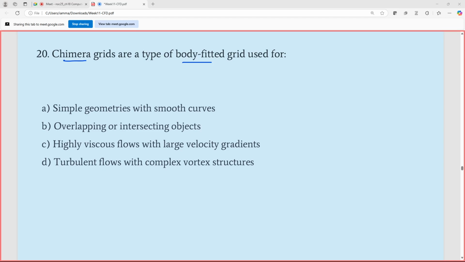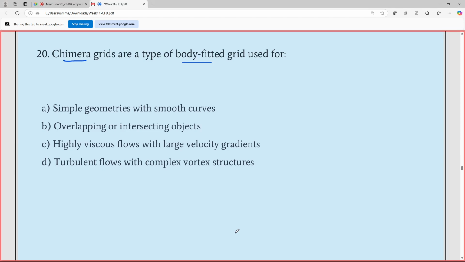The answer is option B, that is overlapping or intersecting objects. So option B is our answer. And this chimera mesh is also called overset mesh.